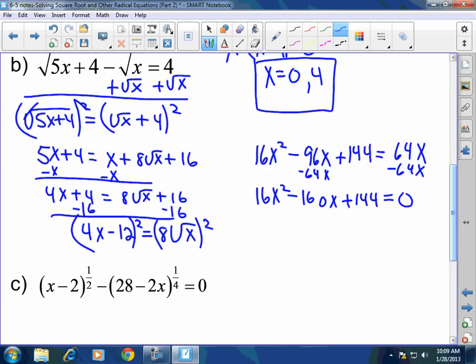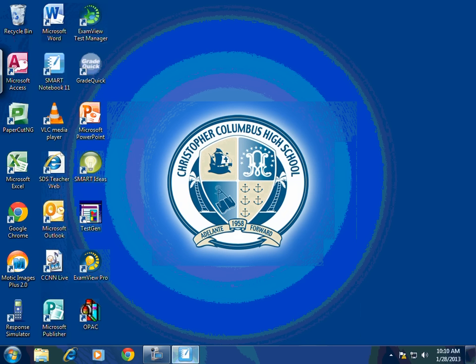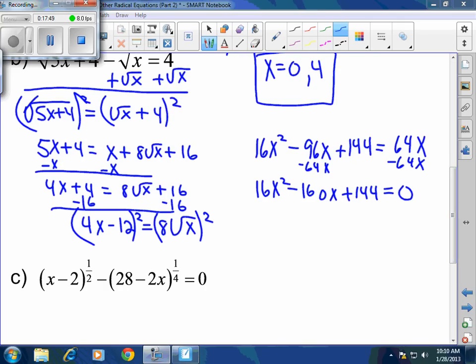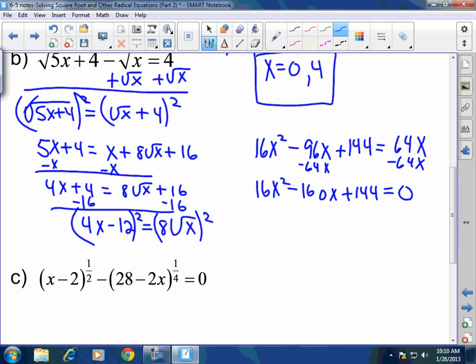Hopefully that's making a lot of sense to you right now. Okay, I'll give you a little pause. All right, guys, hopefully this is making sense. Let's go ahead and make our lives easy, and let's divide everything here by an 8, because we do have to factor this, guys. So let's divide everything by 8 here. So I'm going to get 2x squared minus 20x plus 18.